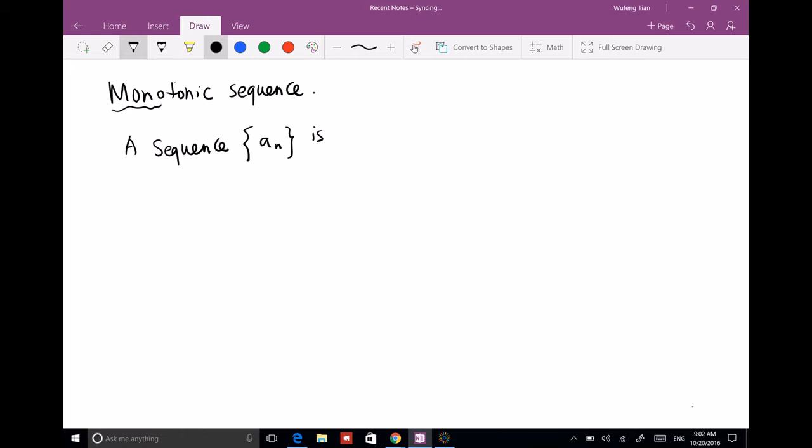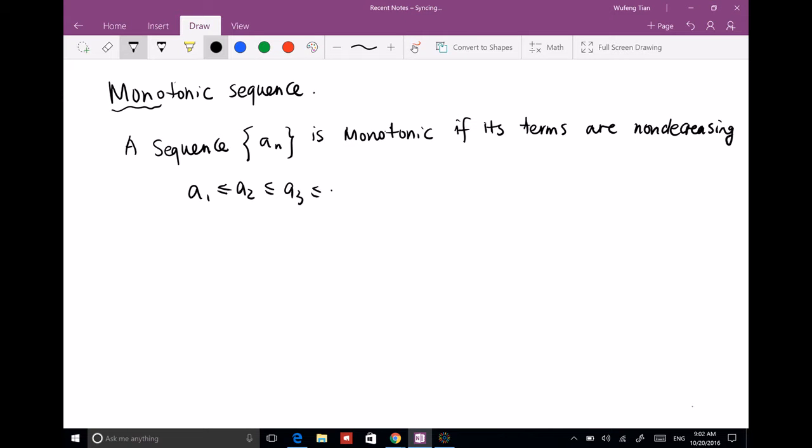AN is monotonic if its terms are non-decreasing, which means A1 is less than or equal to A2, less than or equal to A3, less than or equal to continue, less than or equal to AN, less than or equal to continue.